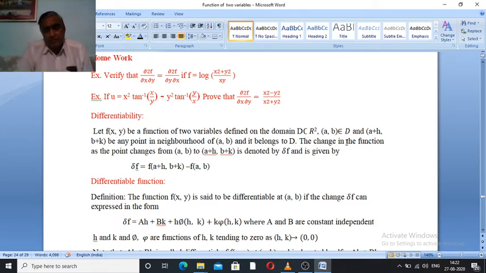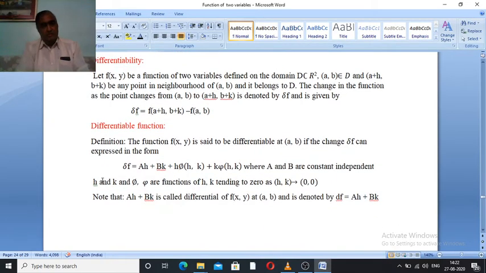The change in the function as the point changes from (a,b) to (a+h, b+k) is denoted by delta f and is given by delta f is equal to f(a+h, b+k) minus f(a,b). Differentiable function.